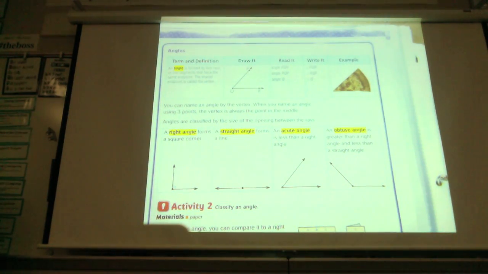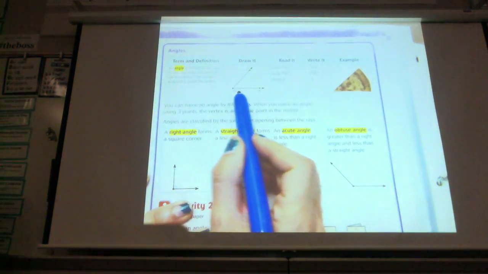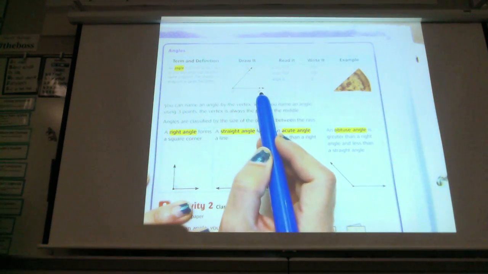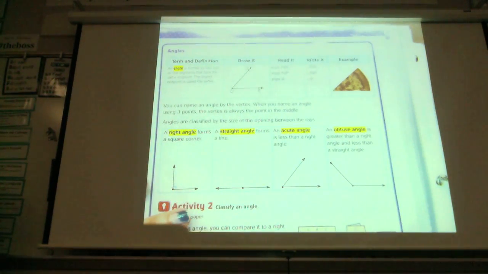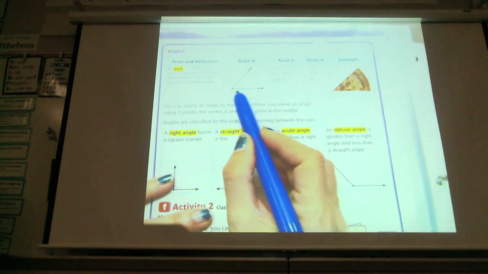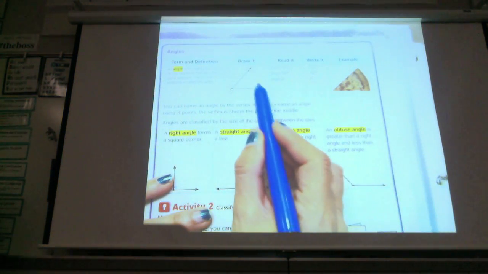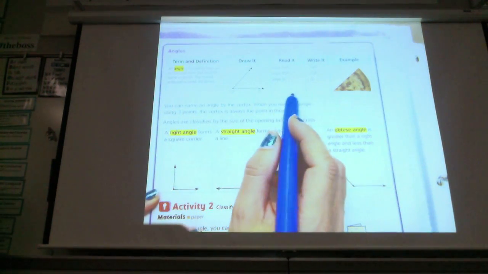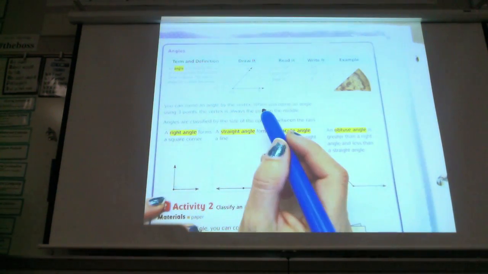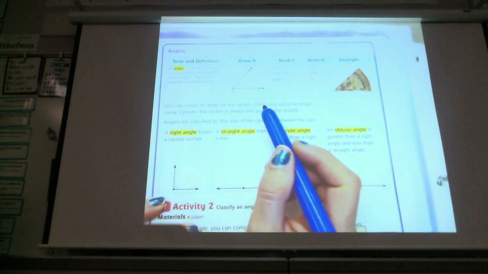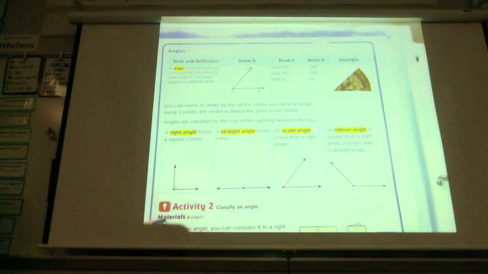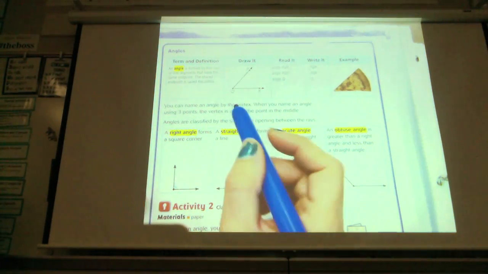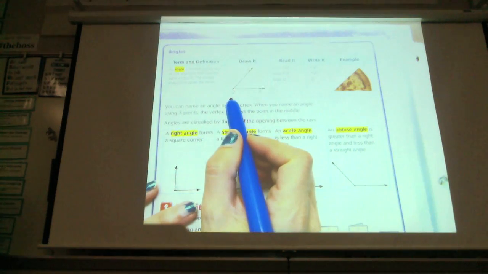So in this example here, is it showing two segments or two rays? Rays. Shane, how do you know it's a ray? The arrows. So the arrows give you a clue that it starts here and goes in this direction infinitely. Okay? If it was a segment, what would be different? They would end with the dots. Dots and then ending. Okay. So this is what an angle looks like.